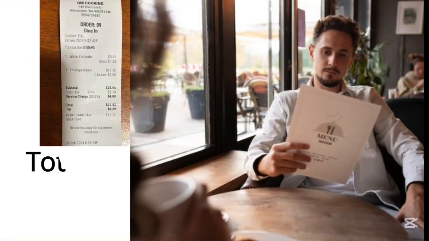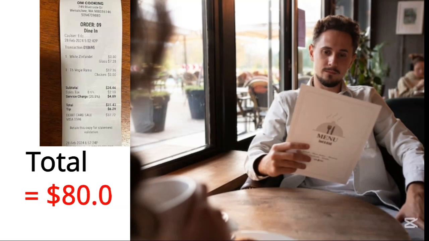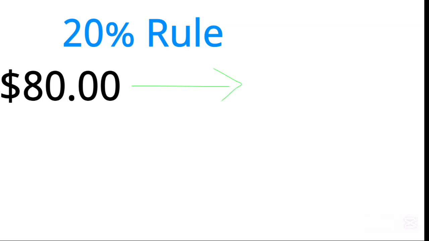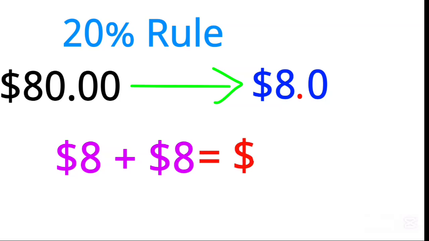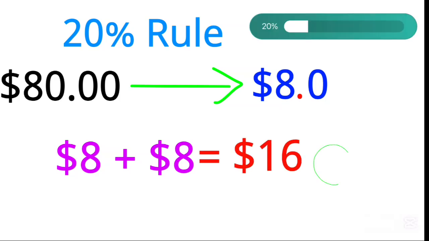Imagine you're at a restaurant and the bill is $80. You want to leave a 20% tip, but you don't want to pull out your phone to do the math. Here's the secret. Find 10% first. Just move the decimal point one spot to the left. 10% of 80 is 8. Now, just double it. 8 plus 8 is 16. Boom. That's your 20% tip.